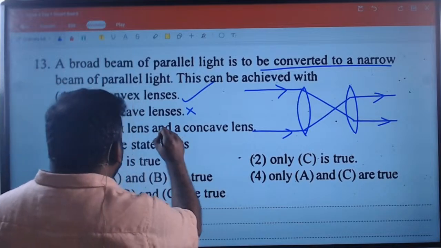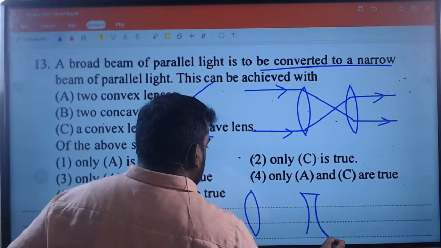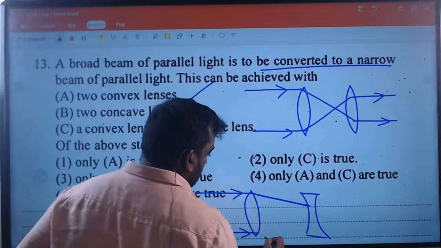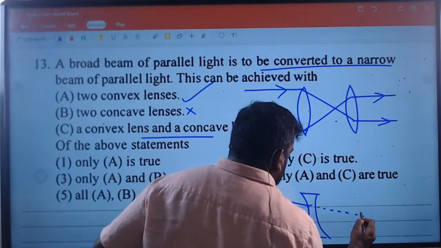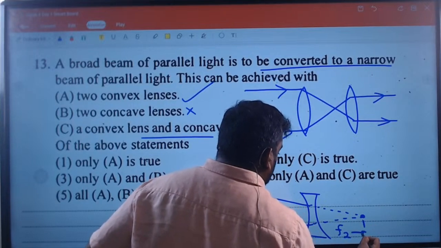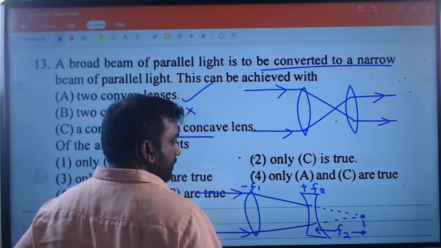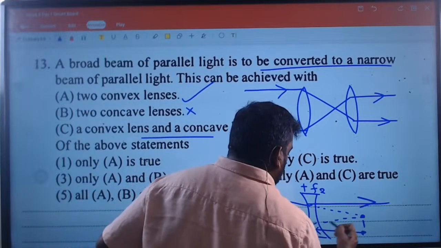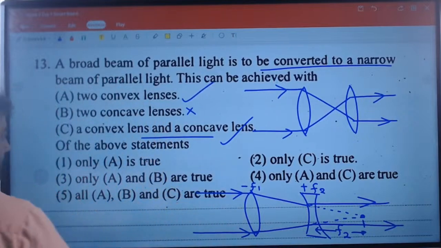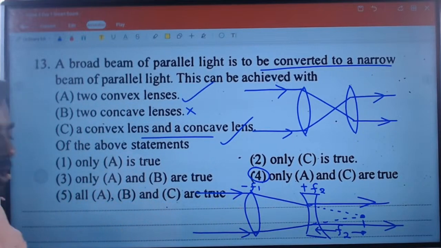How will this work? This is possible, because I remember doing it. Let's see it like this. Parallel rays seem to meet here, which is the focal point of the second lens. So the light rays will become parallel. These are also possible. A and C are possible. Answer number 4.